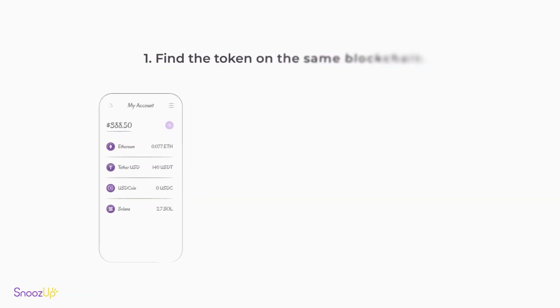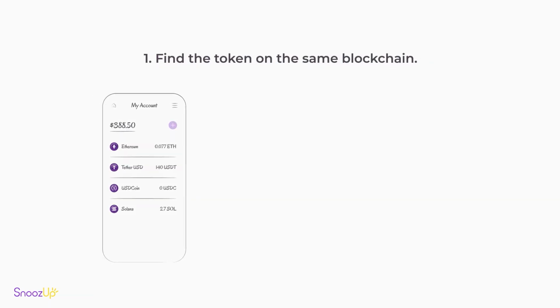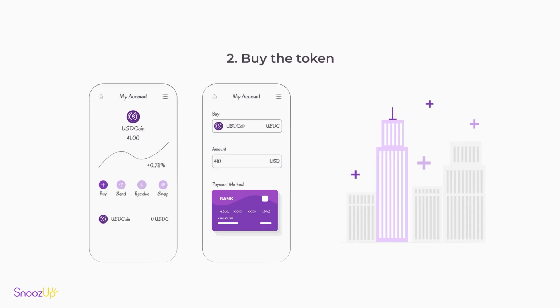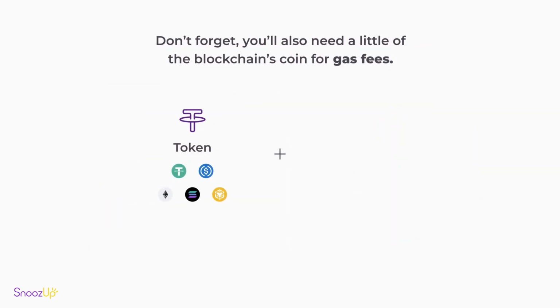After choosing your pool, open your wallet and find the token on the same blockchain. If it's not showing, search for it in your wallet and add it to your list. If you don't already have it, get the token the same way we showed in the previous video, either by buying directly in your wallet or transferring from a centralized exchange. Don't forget, you'll also need a little of the blockchain's coin for gas fees.